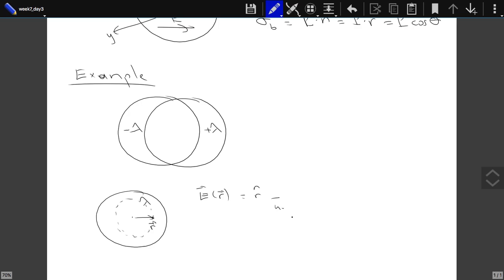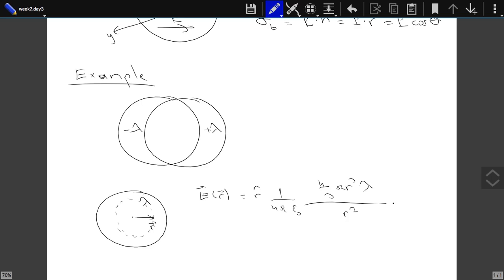Now let me erase that. 1 over 4 pi epsilon 0 times the total charge within this volume. Well, the total charge within that volume is nothing but 4 over 3 pi r cubed times lambda divided by the distance from the center squared. This was our electric field at that point r.